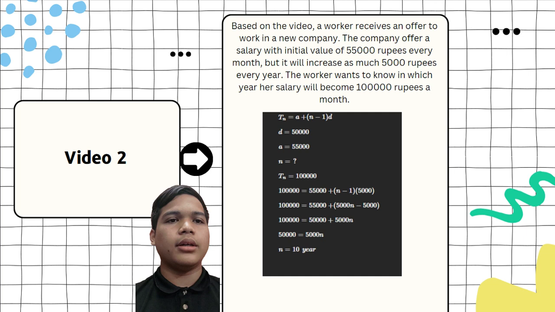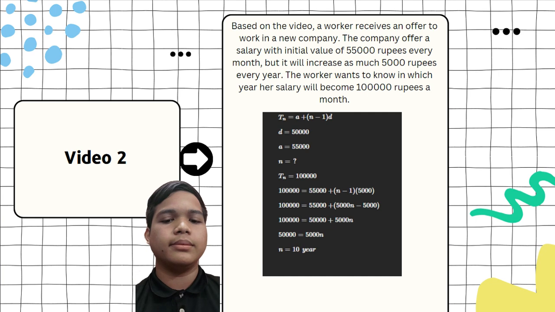n minus 1 times 5,000 gives 5,000n minus 5,000. Then 55,000 minus 5,000 gives 50,000. Now we have 100,000 equals 50,000 plus 5,000 times n. Bringing the 50,000 to the left side, it becomes negative, and 100,000 minus 50,000 is 50,000. After that, we only have 50,000 equals 5,000 times n. 50,000 divided by 5,000 gives n equals 10 years.